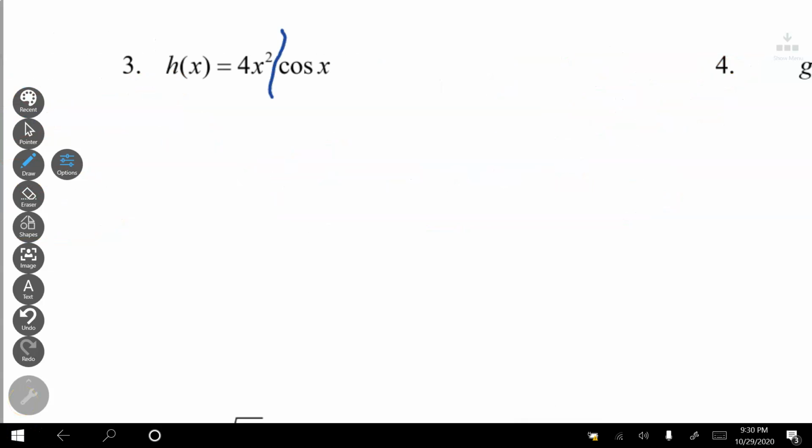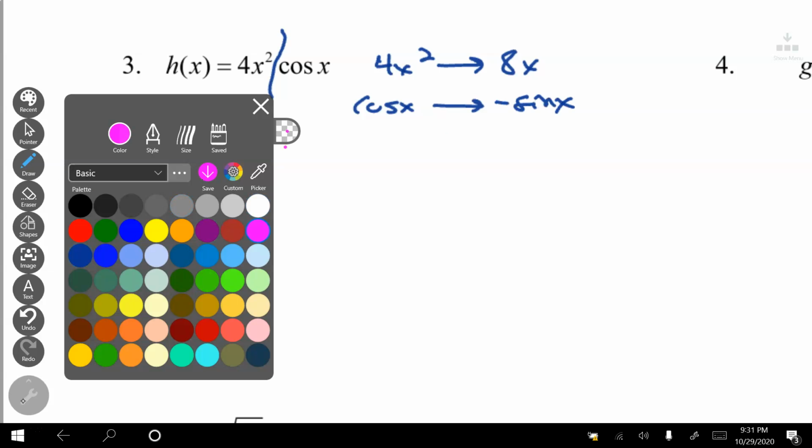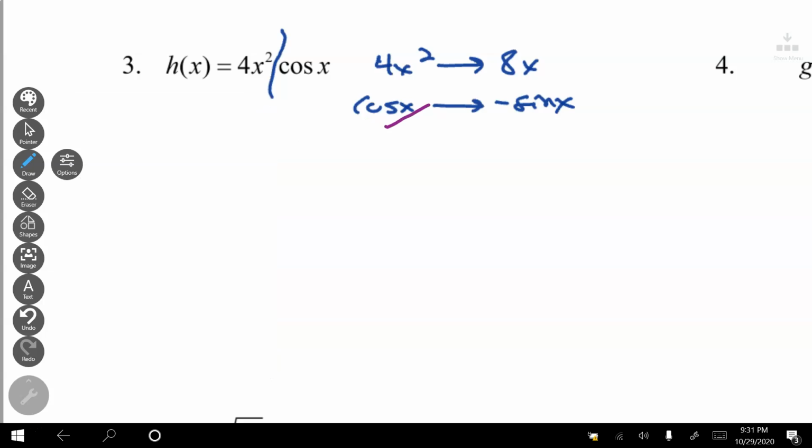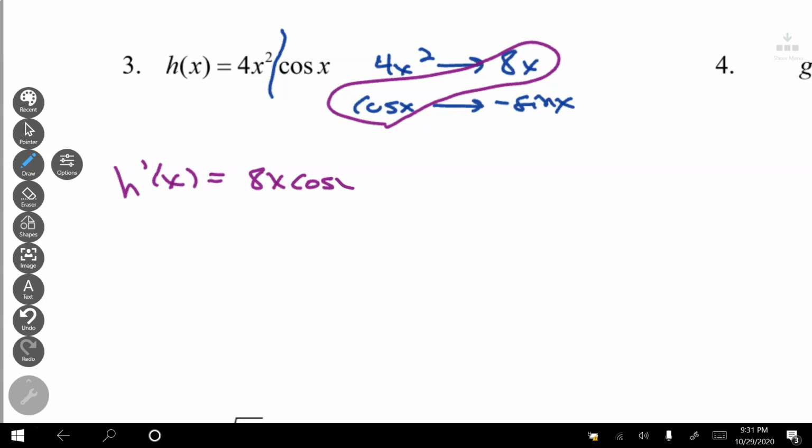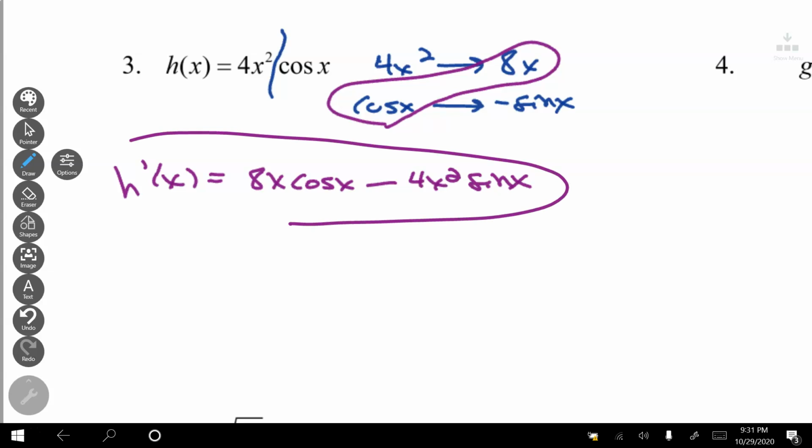Okay, another one. Very basic. 4x squared is 8x. Cosine x, its derivative is negative sine of x. I do a crisscross. H prime of x equals 8x cosine of x. And the other way is going to be negative 4x squared sine of x. And there we go. Very basic product rule.